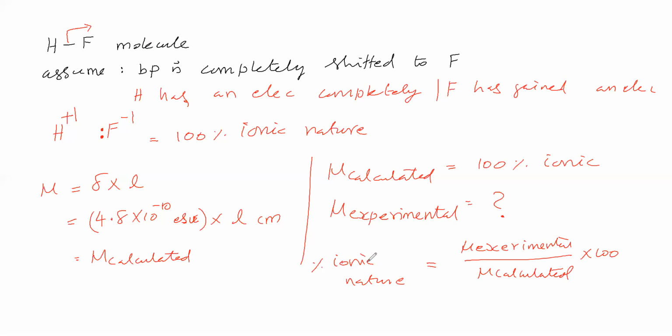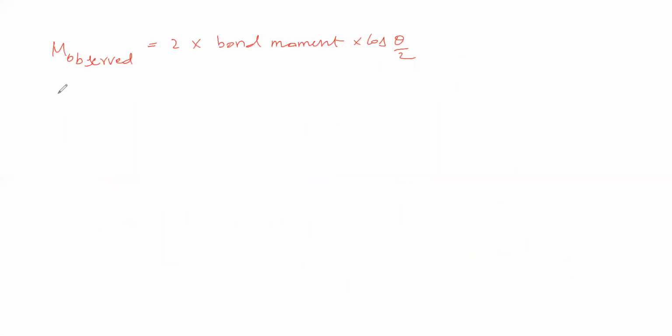Suppose the dipole moment is not given, but the electronegativity values are given. That means the electronegativity of fluorine and the electronegativity of hydrogen are given. What is the percentage of ionic nature of this bond? That is asked. Then how do we find it? That we will see. So now we will see the percentage of ionic nature.